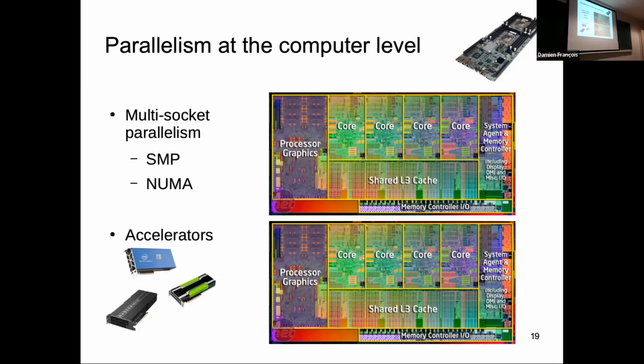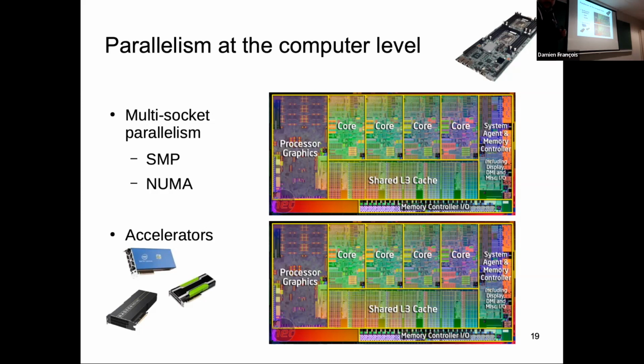And then in a node, what you can have also are accelerators. So typically nowadays, GPUs that are specific hardware like this that you can add to a compute node to increase its computation power.